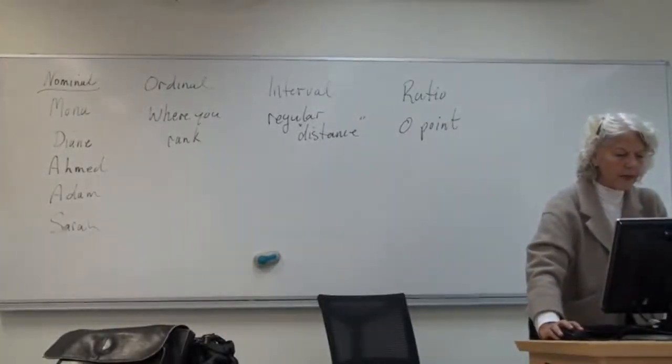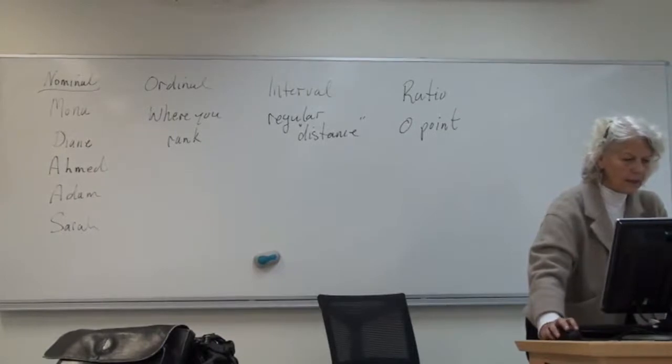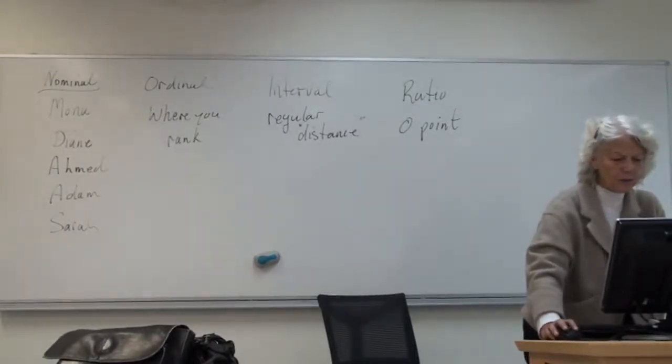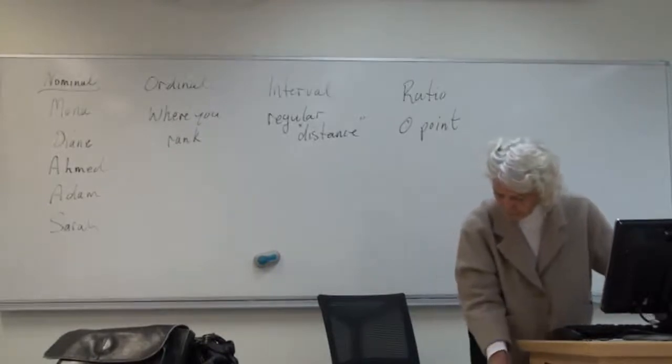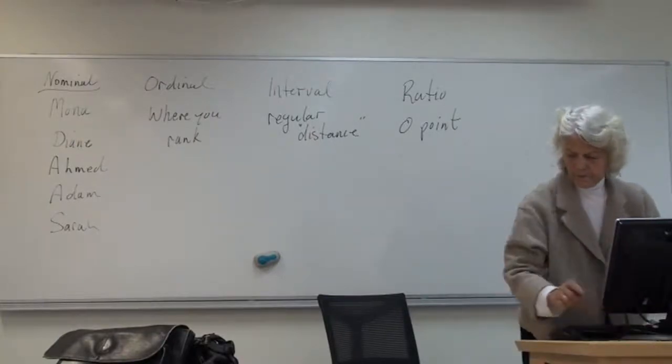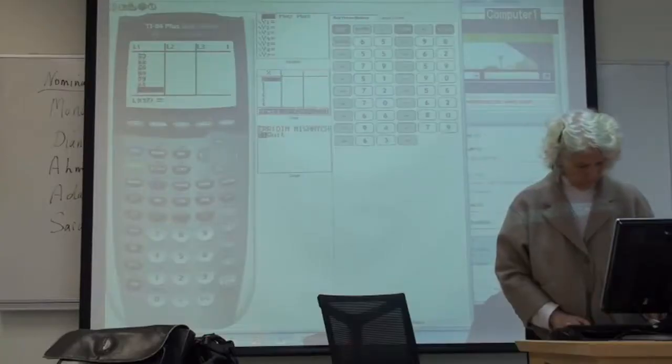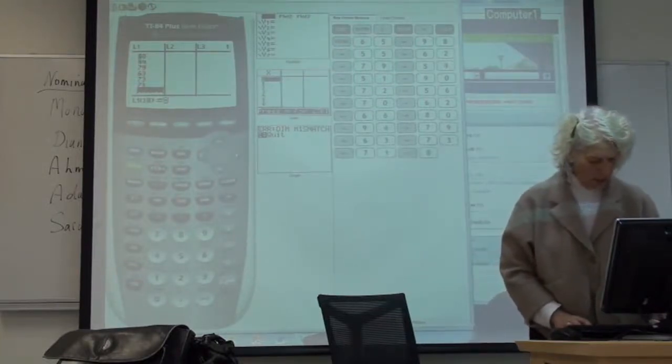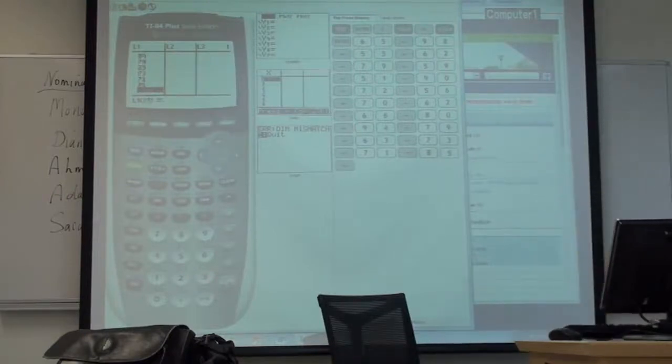So remember, we go into stats, edit, and we're going to put them, shall we put them into list 1? How many pieces of data do we have? 20. So you know when you've entered that you end up having to have 20 pieces of data.